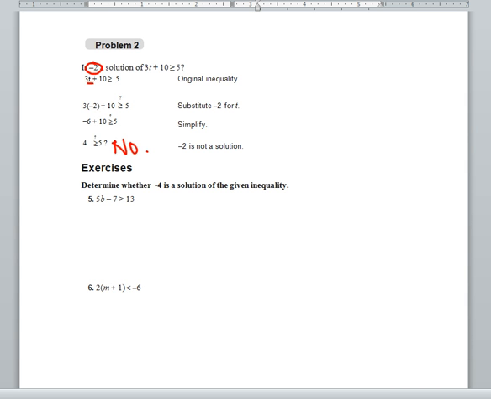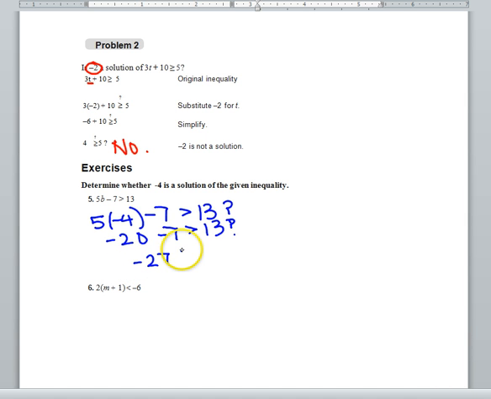Let's try number 5. Determine whether negative 4 is a solution of the inequality. So we're going to rewrite the problem as 5 times negative 4 minus 7 is greater than 13. We want to know if that's true, so I'm putting a question mark. 5 times negative 4 is negative 20. And then negative 20 minus 7 is negative 27. So then, is negative 27 greater than 13? The answer is no. So negative 4 is not a solution of that inequality.